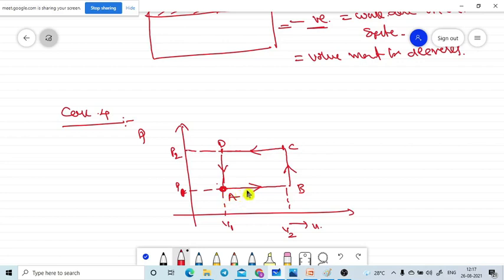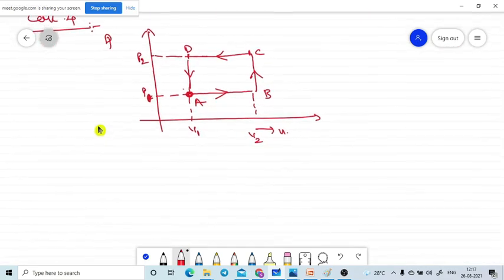Is it positive or is it negative? That is my goal. Negative. Negative, sir, anti-clockwise direction. How can you say it is negative? Let me do the example. What is the work done?